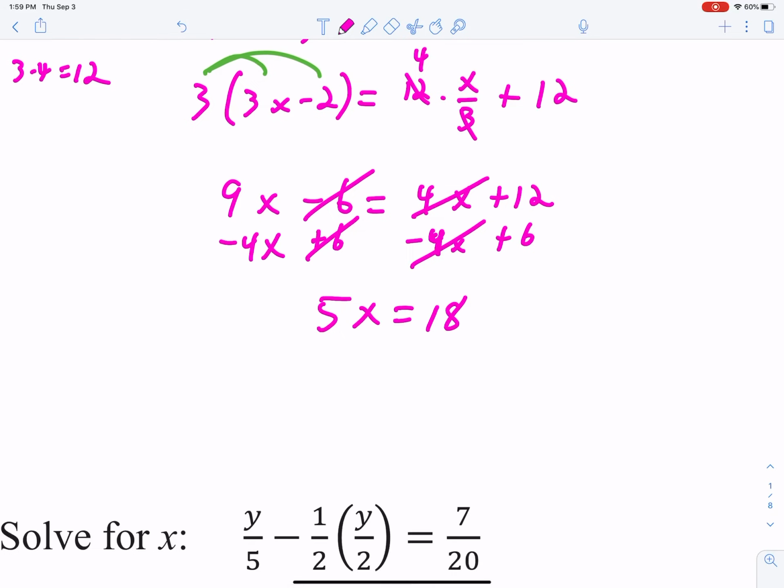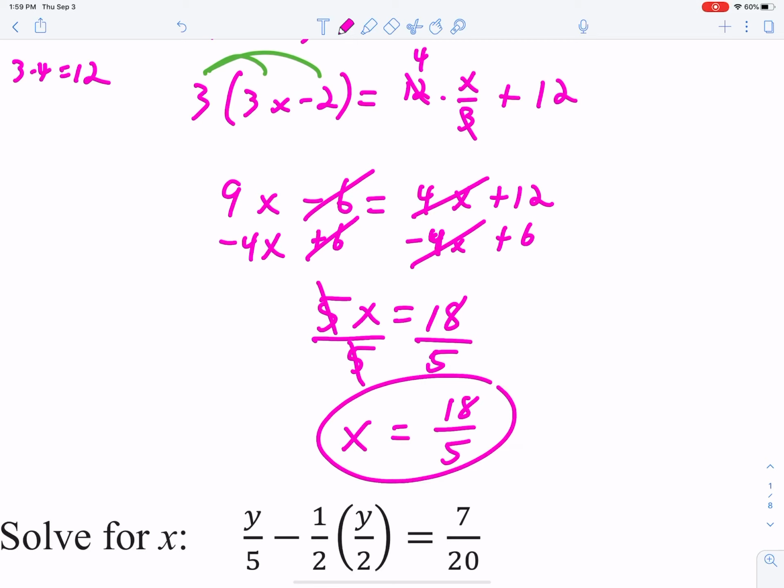All right, and then to get x completely by itself, we're just going to simply divide by 5. 5 divided by 5 is 1. So x equals 18 over 5. And there you go. There's your final answer. All right.